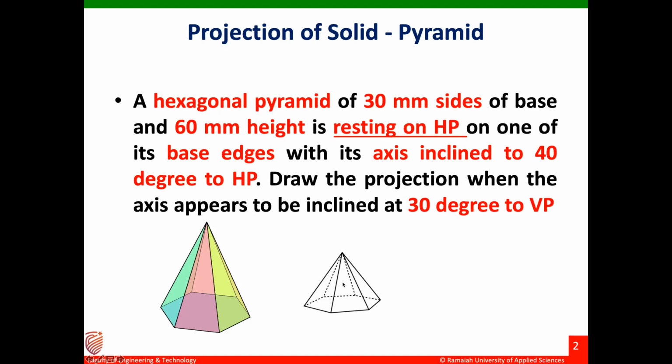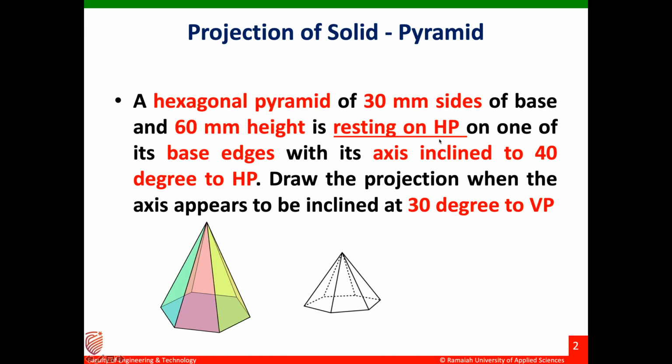You can see that some of the words are highlighted in red color. Those are all the data which have to be considered while solving the problem. The object is a hexagonal pyramid having side size 30 mm, I am showing with the cursor, and height 60 mm. Draw the center of the base, from here go and meet the apex. That is the axis. The axis height is 60 mm, which is also equal to the height of the pyramid.